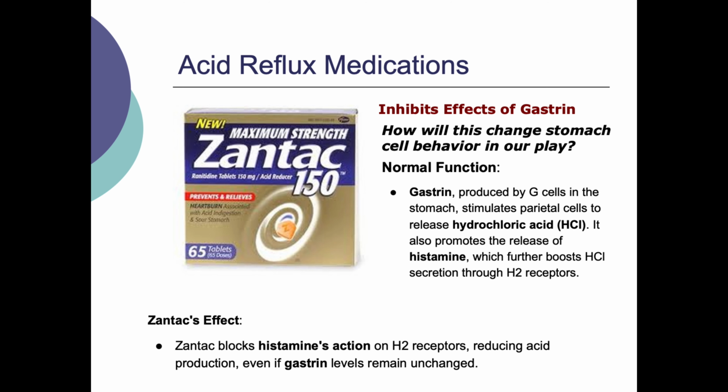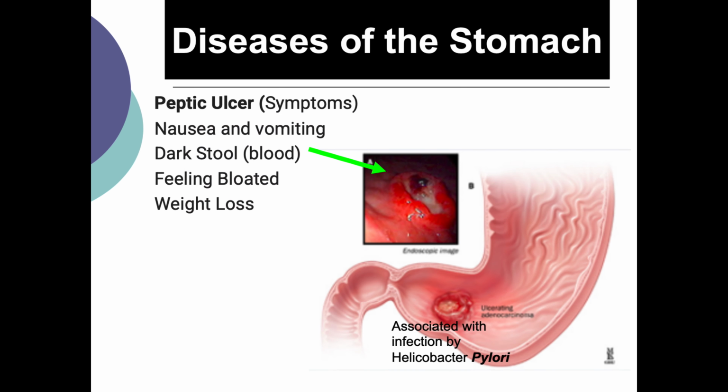Other things that can go wrong with the stomach: peptic ulcers. Peptic ulcers often show up with blood in the stool, sometimes weight loss, and they're often associated with a bacterial infection. The bacteria that attaches to the stomach wall has these strange hooks, it's amazing. It's called Helicobacter pylori. Helicobacter pylori can attach to the stomach lining, cause inflammation, and ultimately acid can start burning a hole in your stomach lining. And that's a peptic ulcer, a very dangerous condition.